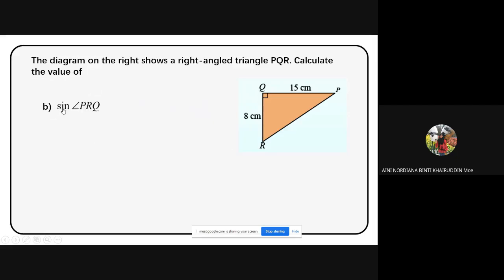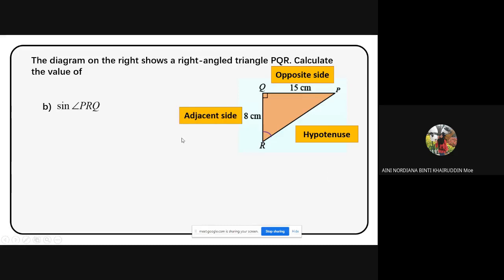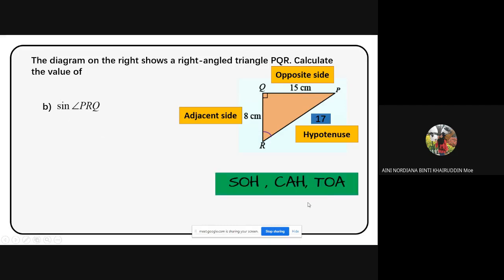Next, question B. Sine angle PRQ. So look at the letter in the middle. So this is the angle here. So this is the hypotenuse. For this angle, the hypotenuse remains unchanged. So this is the opposite side, and this one will be the adjacent side. So the formula of sine is SOH, opposite over hypotenuse. So opposite 15, hypotenuse 17.